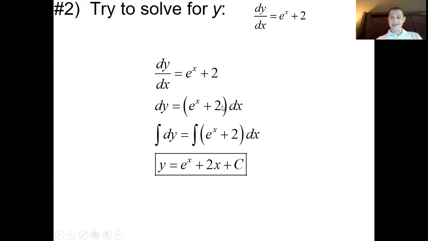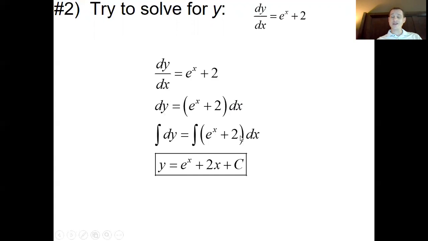Over on the right side, you've got a dx and an e to the x plus 2. It's all x stuff. So you've got all x stuff on one side, all y stuff on the other side. Once you've done that, you've separated things out, and you can just slap an integral on these things to undo the differentials, and you'll see what you get.